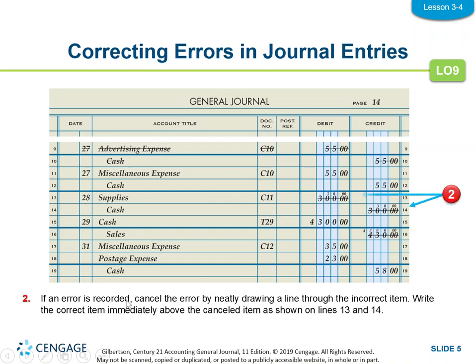Now, if an error is recorded, you cancel the error by neatly drawing a line through the incorrect item and write the correct item directly above it. So in this case, what would happen is we slid the transaction. That just kind of means we moved it one place to the left or to the right. Just draw a single line through it, write the new number above it. Same thing here.